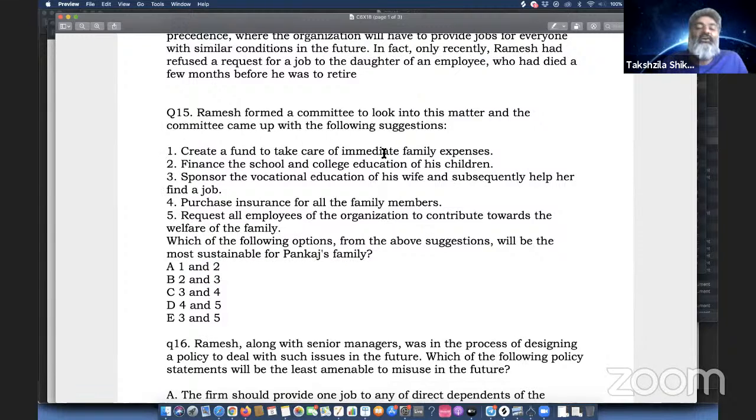Create a fund to take care of immediate family expenses. Now, I look at the word sustainable and I look at the word immediate. Just that much is enough. And I've read the other choices as well.